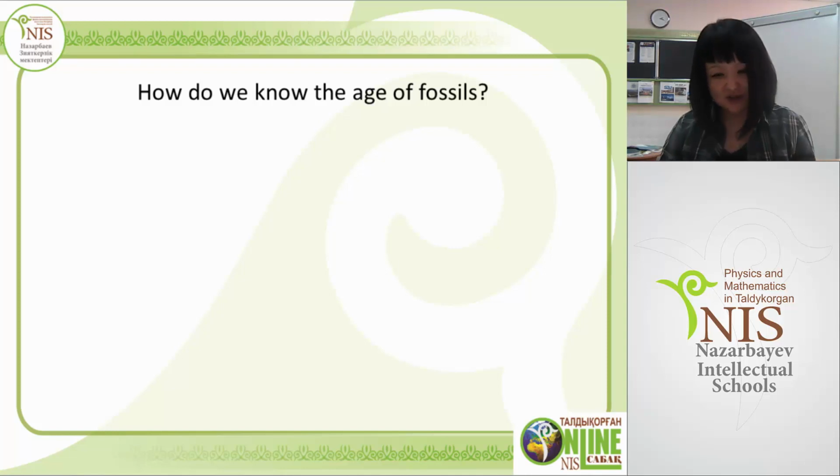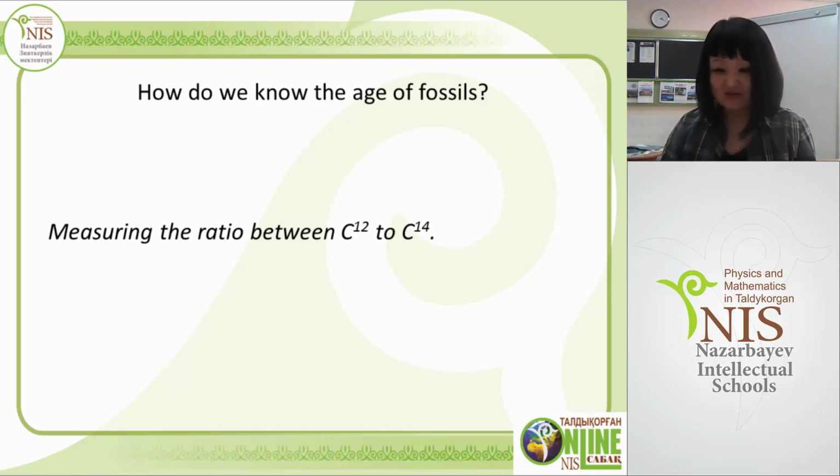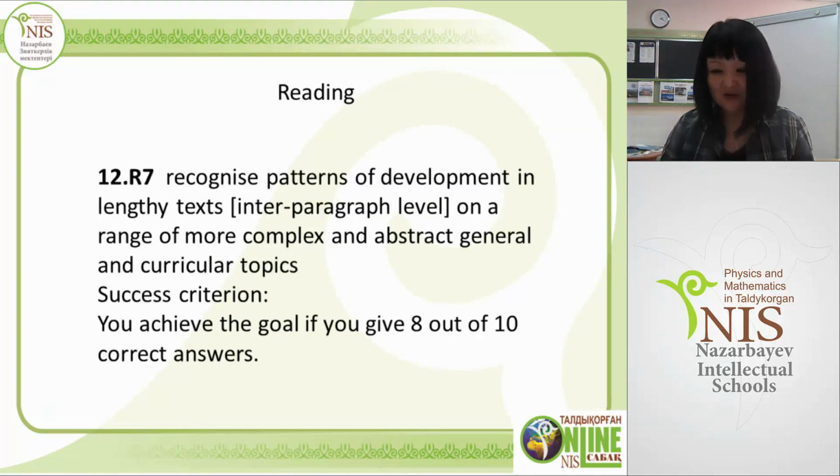And the main question, how do we know the age of fossils? I suppose you remember 2 different colored lines, blue line and red line, in the graph. So the answer is measure the ratio between C12, carbon-12, to carbon-14. For more information, let's read the text about this interesting process, carbon dating.